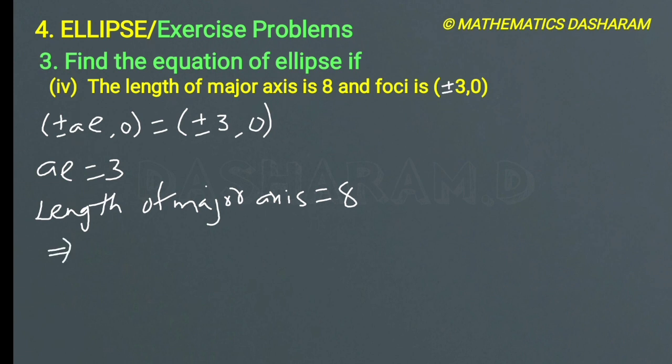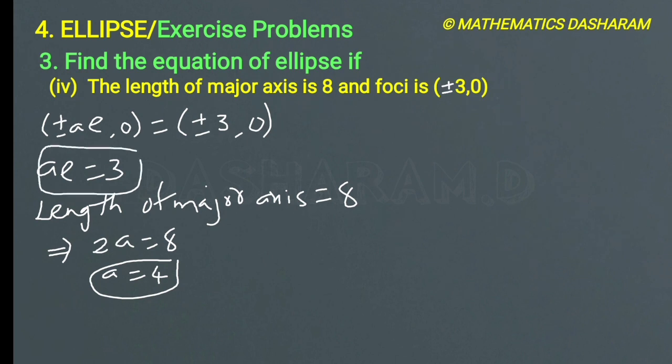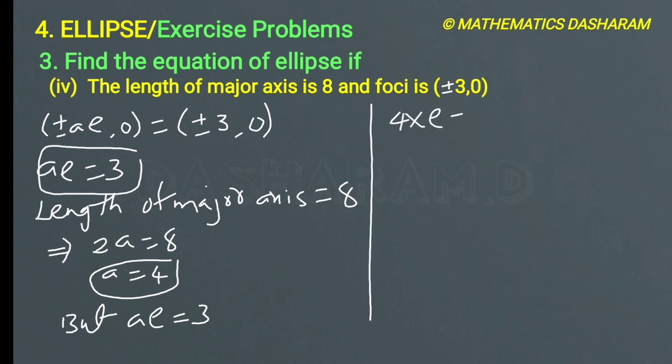But the length of major axis formula is 2a. It is equal to 8. a equals 4. But ae equals 3, right? So let us find out the e value in this. But a into e equals 3. So substitute the a value. 4 into e equals 3. Then e equals 3 by 4.